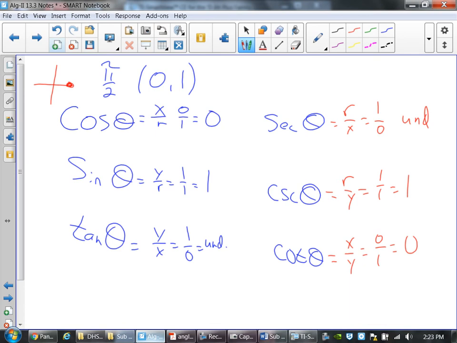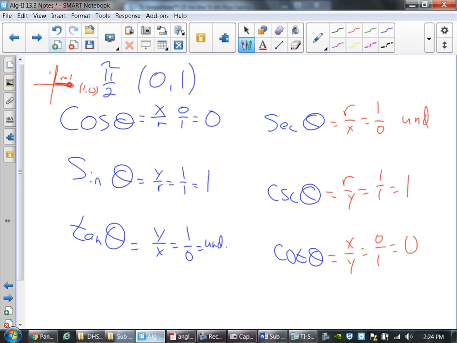Because if the ordered pair here is 1 and 0, that means the radius here is 1. And the radius here still is 1 as it goes to 0, 1. The radius takes the place of whatever axis it's on. If it's on the x-axis, it's 1. If it's on the y-axis, it's 1. Because your points are there at 0, 1, 1, 0, that kind of stuff.